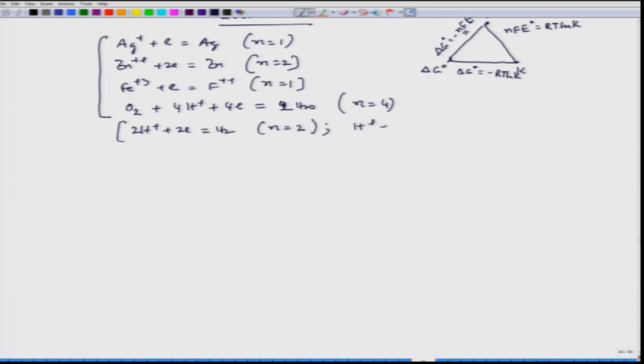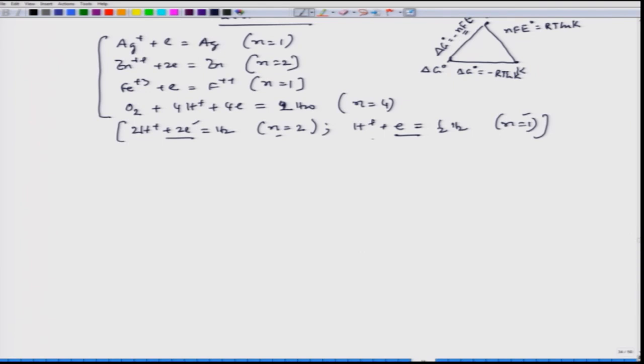Interestingly, if I write this way, then n equal to 1. We will see later on that whether you take this reaction or that reaction, it does not matter, you will get the same potential value. But from the reaction, since 2 electrons are involved, n becomes 2, and here 1 electron is involved, that is why n equal to 1. But in both cases, if the concentration of hydrogen ion remains fixed, and if the hydrogen gas pressure is maintained at 1 atmosphere, then both reactions lead to the same potential of that particular electrode.